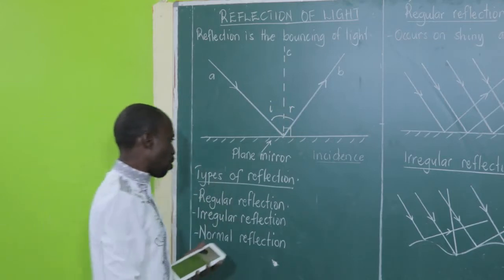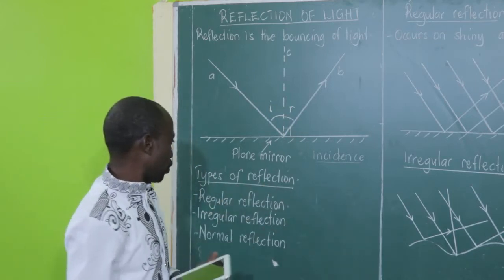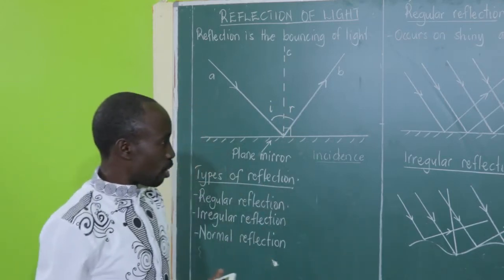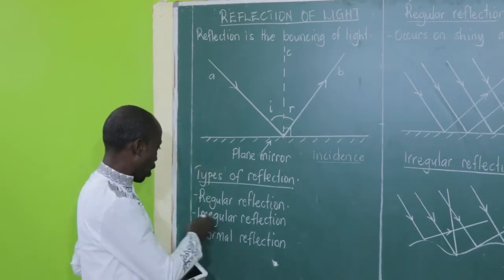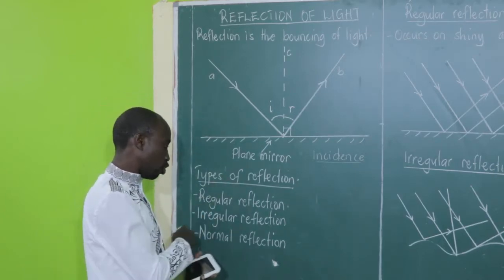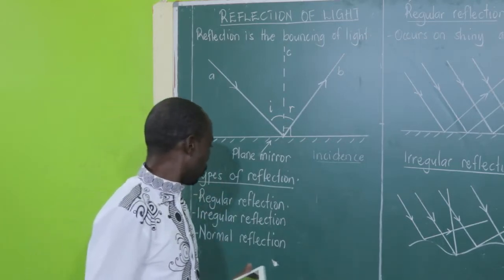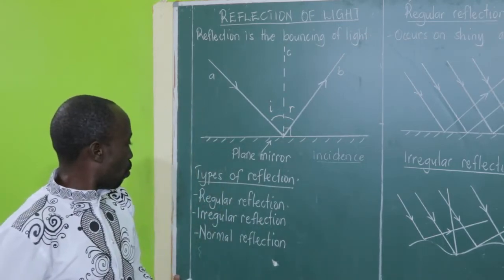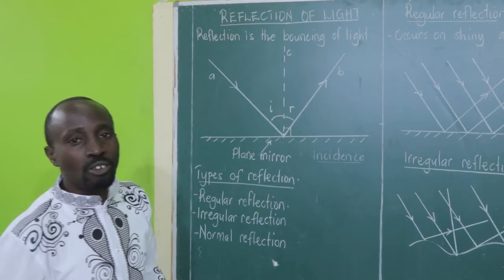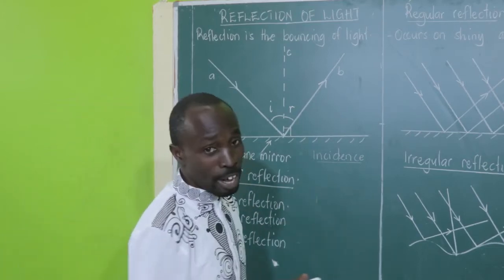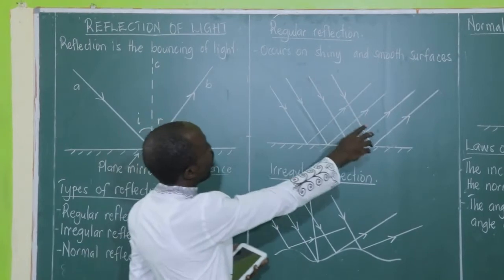Let's look at the types of reflection. Types of reflection are 3. We have the regular reflection, we have the irregular reflection, and the normal reflection. Now, what should a regular reflection look like? I already have a diagram here. I shall turn over to this diagram.